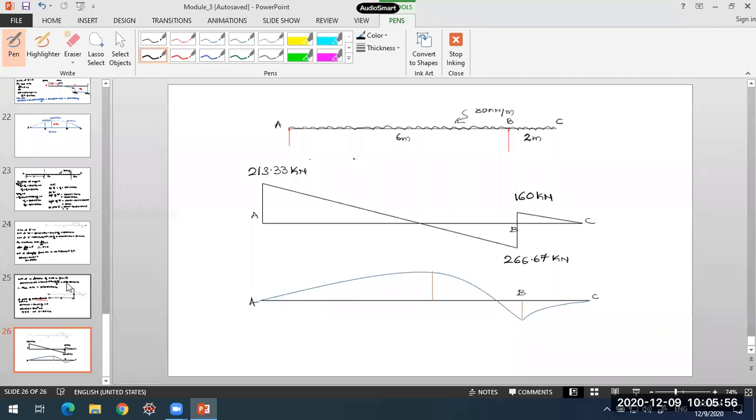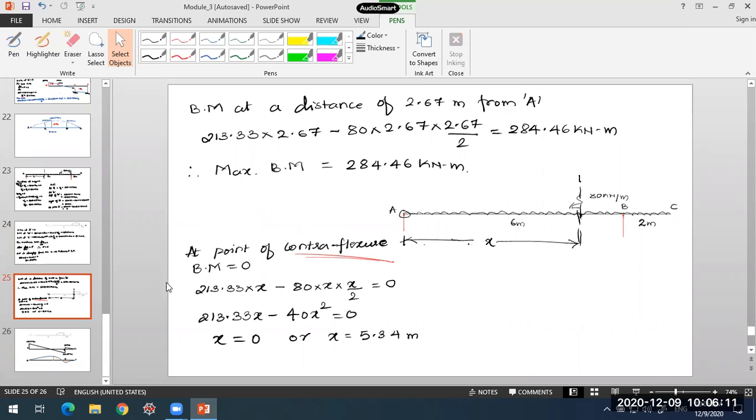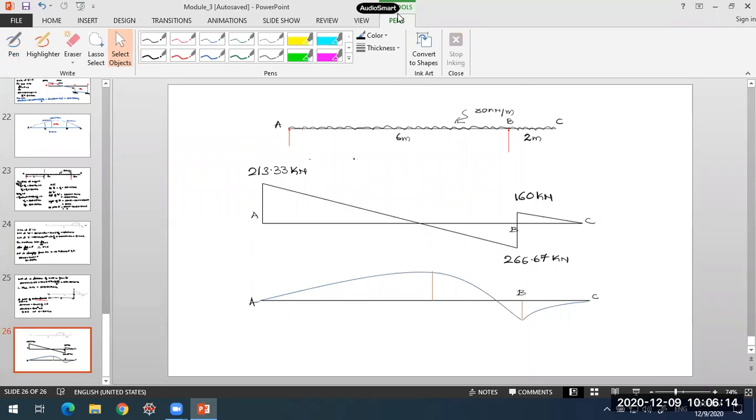And if we look at the bending moment values, what we have is the bending moment at B. Okay, we have determined. So at A it was 0, C also it was 0, B it is minus 160, and also the value of maximum bending moment is 284.46. So what I have here is 160 kilonewton meter negative. Okay, and maximum value 284.46 kilonewton meter.